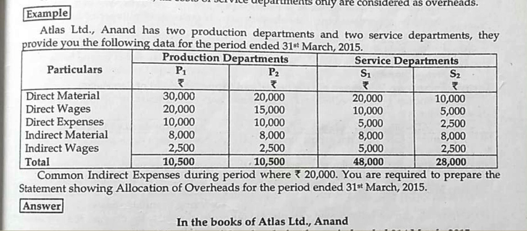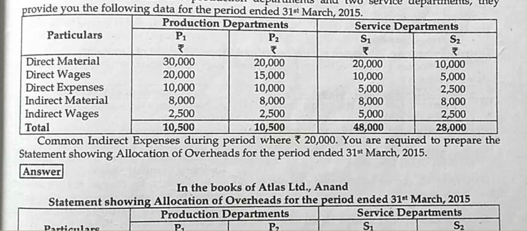Atlas Limited, Anand, has 2 production departments and 2 service departments. They provide you the following data for the period ended 31st March 2015. Direct material for production departments P1 and P2 is 30,000 and 20,000. For service departments, it is 20,000 and 10,000. In the same way, direct wages are 20,000, 15,000, 10,000 and 5,000 respectively, and indirect expenses are 10,000, 10,000. For service department 1, it is 5,000, and service department 2, it is 2,500.